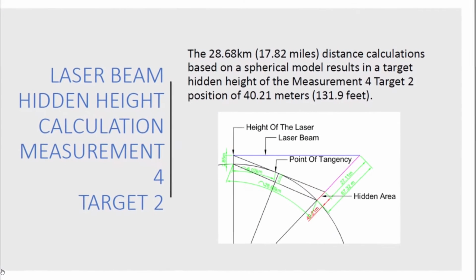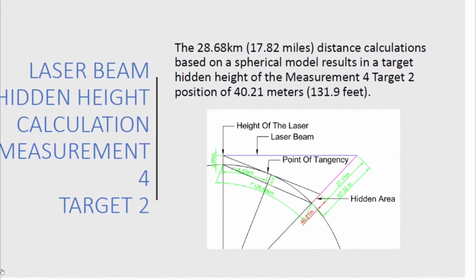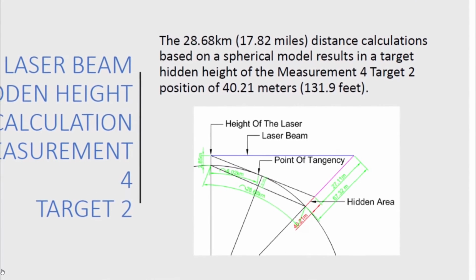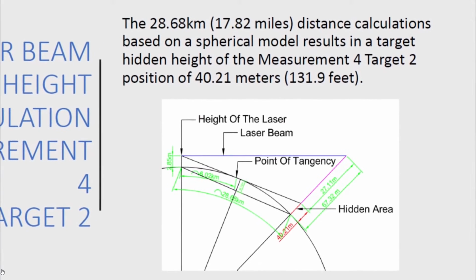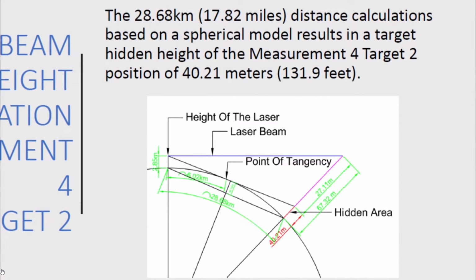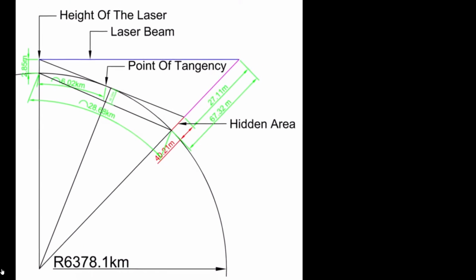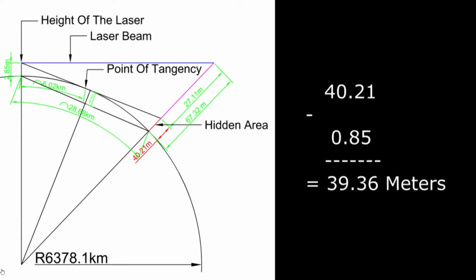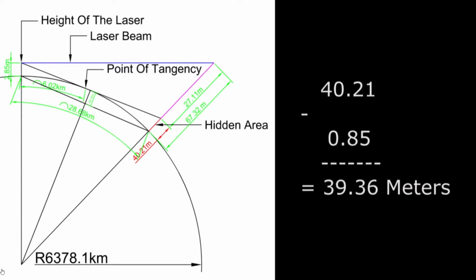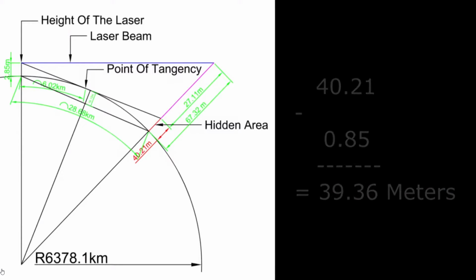It's really awesome. The 28.68 kilometer calculations based upon the WGS-84 geoid model resulted in a target hidden height for measurement 4, Lake Isil Target 2 location, of 40.21 meters or 131.9 feet. The WGS-84 mathematical construct differed by 39.36 meters in this measurement, which meant 98% of the target hidden height was visible.